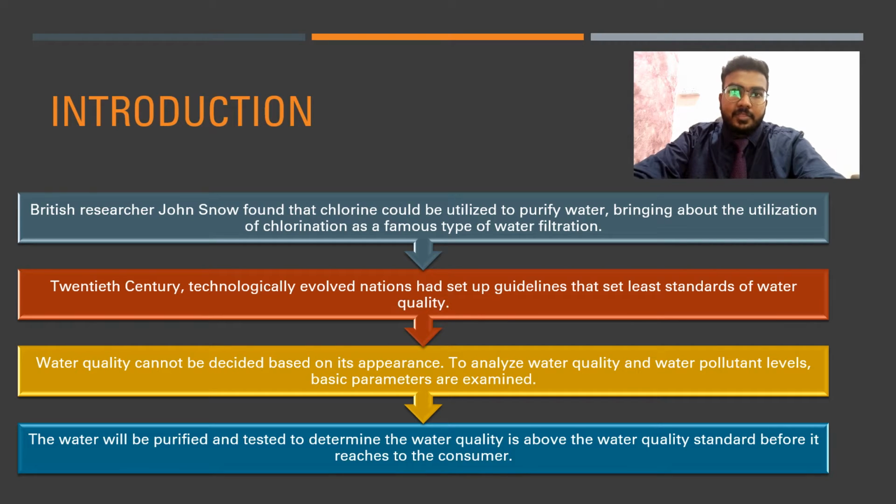By the 20th century, technologically evolved nations had set up guidelines that set a minimum standard of water quality. Water quality cannot be determined based on its appearance. To analyze water quality, water pollutant levels and basic parameters are examined. The water will be purified and tested to determine that the water quality is above the water quality standard before it reaches the consumer.